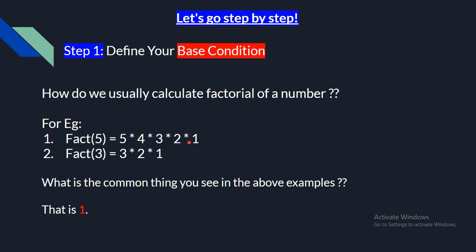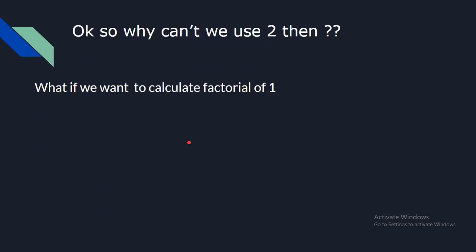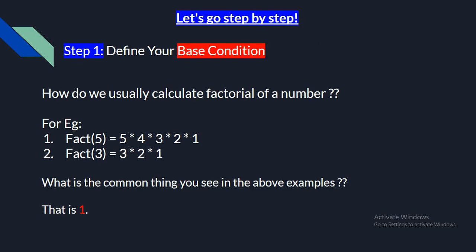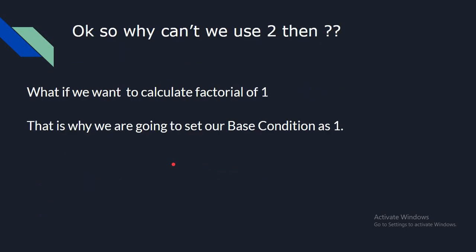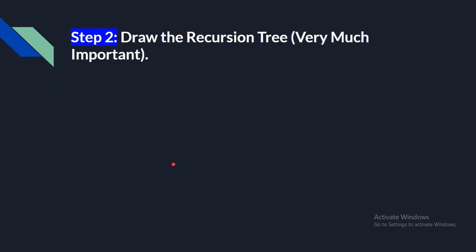Now you might be wondering, why not 2, right? Why can't we use 2 then? So what happens if we want to calculate the factorial of 1 or maybe 0? So 2 is not the correct base condition for this function. So we need to define the base as small as possible, such that every integer, every natural number we are approaching should satisfy the condition. So we will go with 1 as our base condition. That is why we are going to set our base condition as 1.